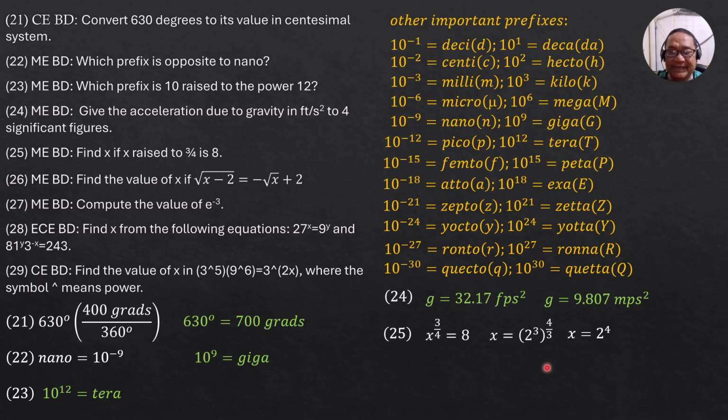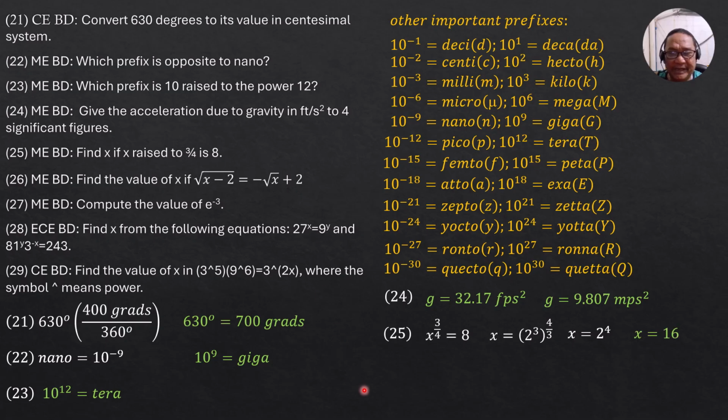2 to the 4th is 16. Then, problem 26. Find the value of x if square root of x minus 2 equals negative square root of x plus 2.